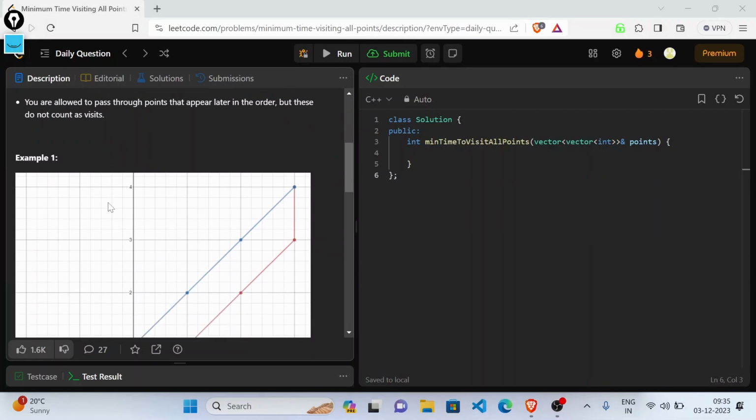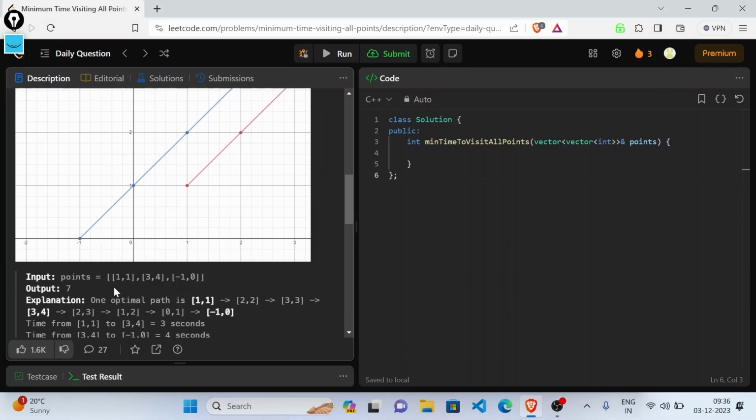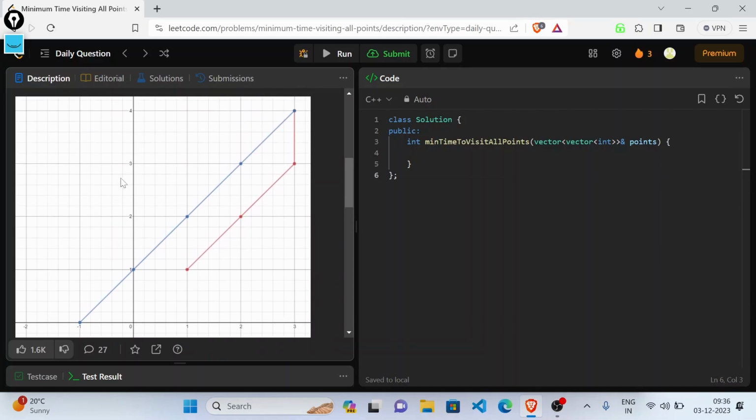so now let's see how we can solve it. So here you are given these points. We are given this point 1 comma 1, and this point 3 comma 4. We need to travel from 1 comma 1 to 3 comma 4, as you can see here, and then to minus 1 comma 0. Okay, so let's see how we can travel this.